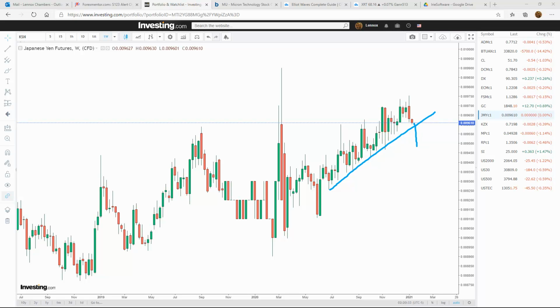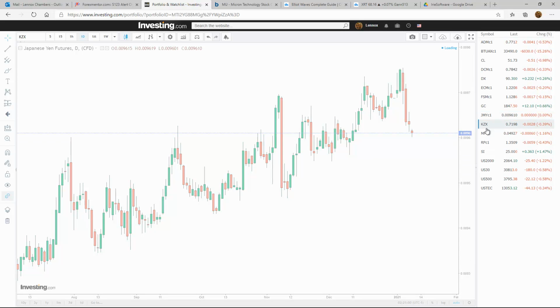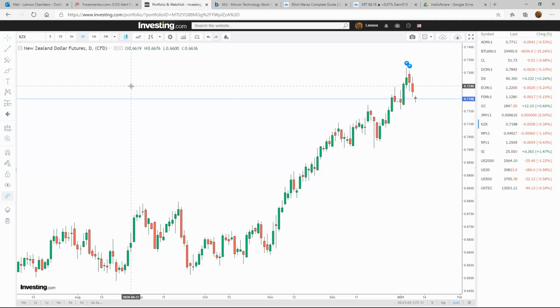Okay, so we're very close to that line, and on the daily, you can see again, if that line were there, we're breaching that line. So we might get a pullback, a retrace of this move before we get a continuation to the downside. So a little bit of weakness to strength in the short term, and then some further weakness in the Japanese yen going into the rest of the week. Let's take a look at the New Zealand dollar.